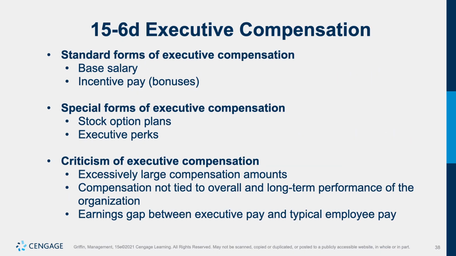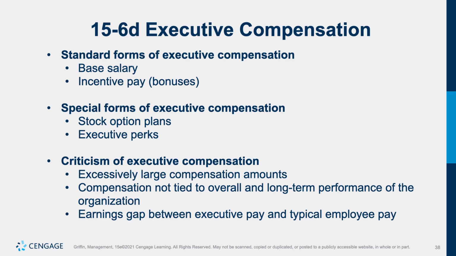Executive compensation. The top level executives of most companies or organizations have separate compensation programs and plans. Now you have what's called the standard forms of executive compensation, which comprises, one, the base salary. The base salary of an executive is a guaranteed amount of money that the individual will be paid. Now you have what's called the incentive pay or bonuses. Now this is the traditional method of incentive pay for executives.